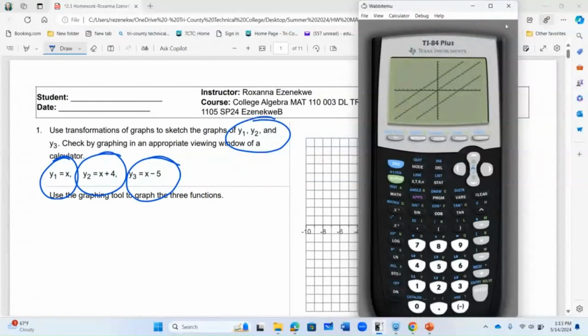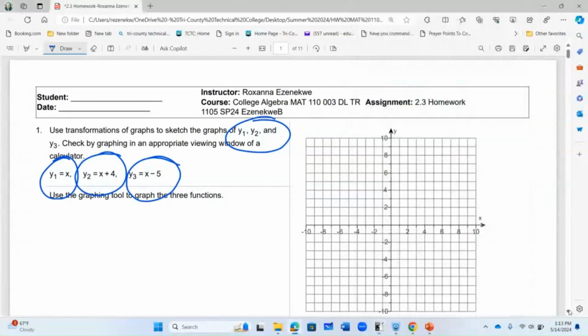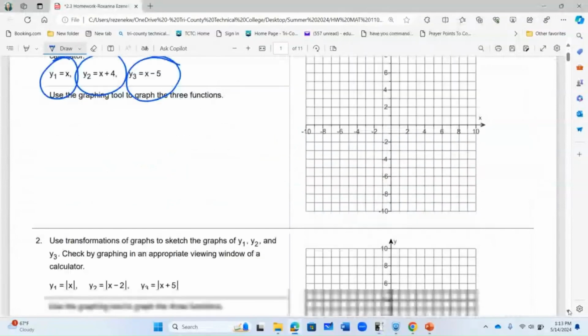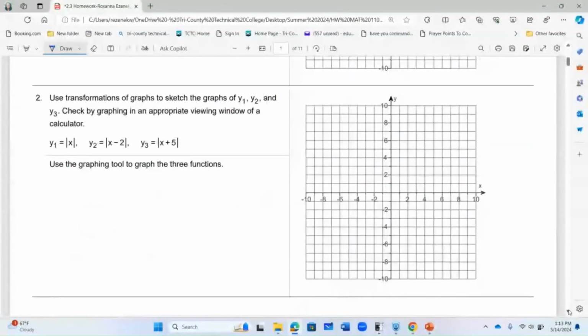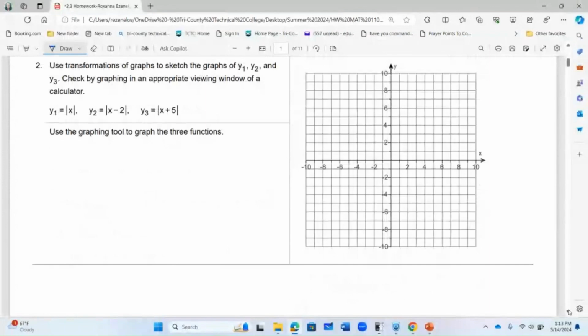All right, I know you can graph this, but I want you to know where we are now. This is 1.3, and I want you to know we are not doing all of that. I want you to note that number 2 is an absolute value function. Okay, so this is the parent function of the absolute value function. And this is a horizontal translation of the absolute value function. And this is another horizontal translation.